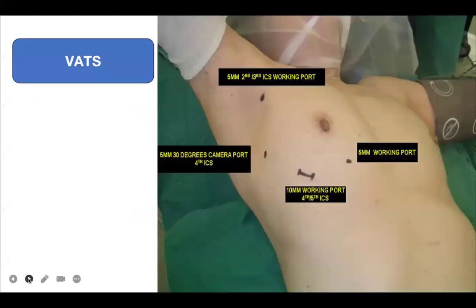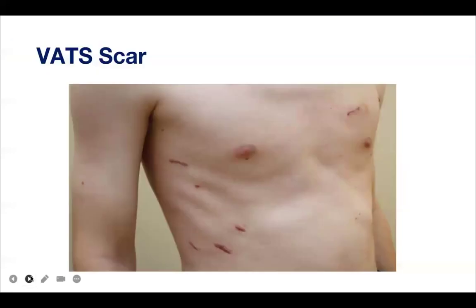We're going to see another picture. As you can see, it's a small scar mark, approximately 2 centimeters in size, situated in the lateral chest wall. These are small VATS scars situated in the lateral chest wall, approximately 1 to 2 centimeters in size.